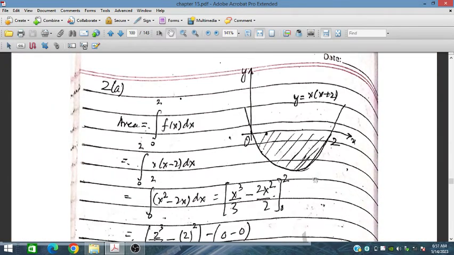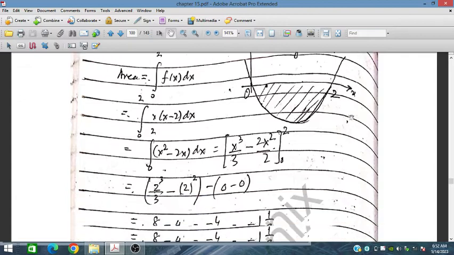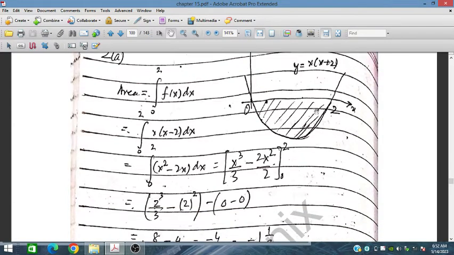And question number 2, we have this area on the bottom side. So y is equal to x, x minus 2. We substitute this, open it, x square minus 2x, and take the limits from 0 to 2.